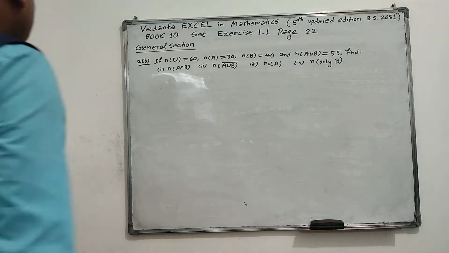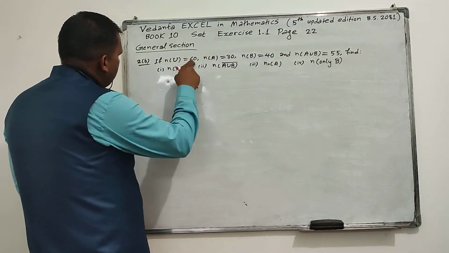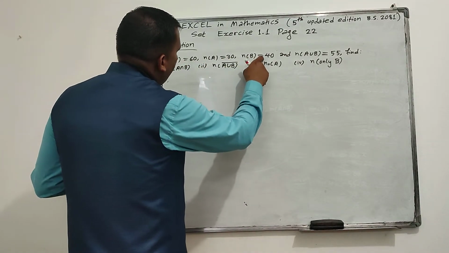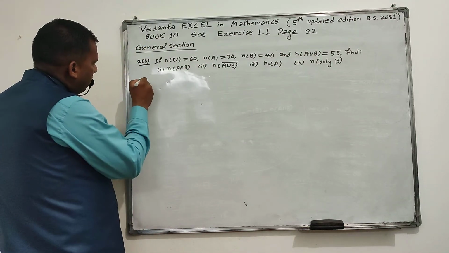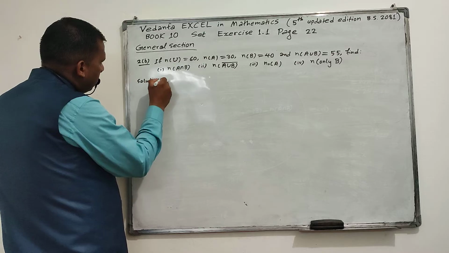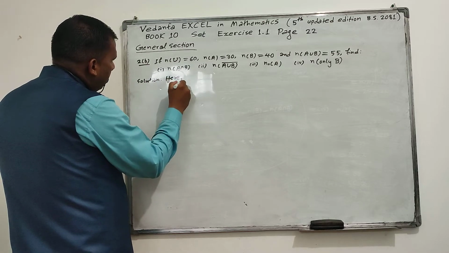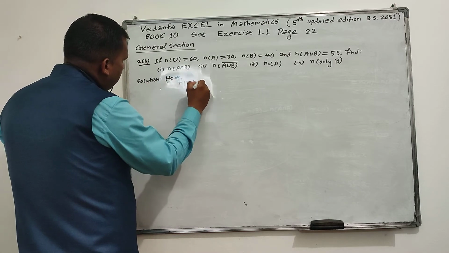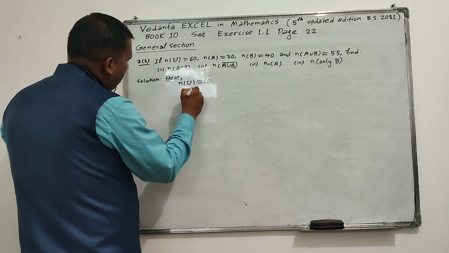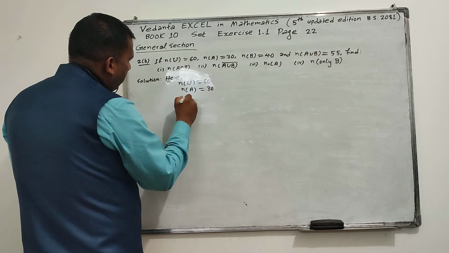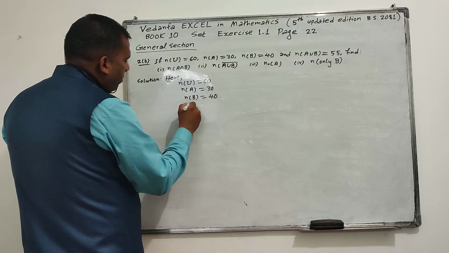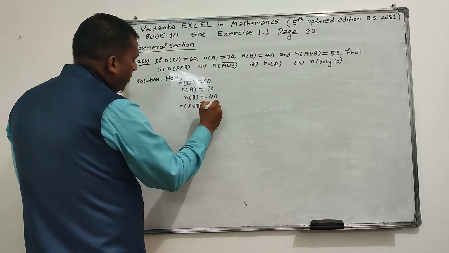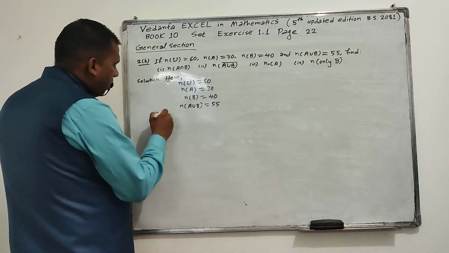Now next question, 2B. If number of U is 60, number of A 30, number of B 40 and number of A union B 55, find the following. Now it's also here number of U is 60, number of A is 30, number of B is 40 and number of A union B is 55.